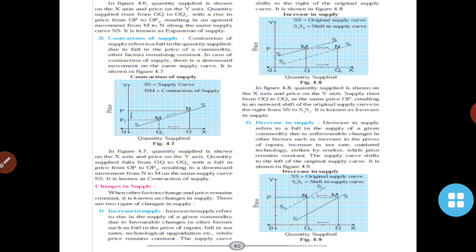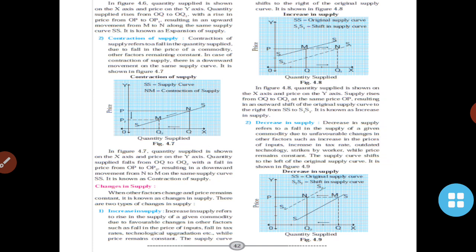Quantity supplied is shown on the x-axis and price on the y-axis. Quantity supplied falls from OQ1 to OQ2, which falls the price from OP to OP2. So here again the Y-axis is showing price and the X-axis is showing quantity. Here SS is the given supply curve and NM is the contraction of supply. The supply is lowering down, that means the price is also lowering down. It is known as a contraction of supply.